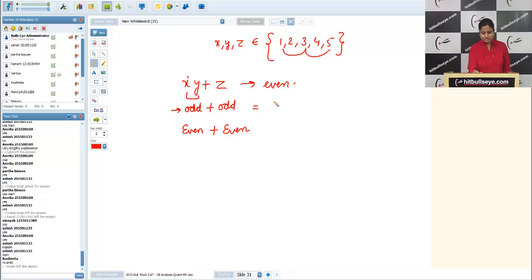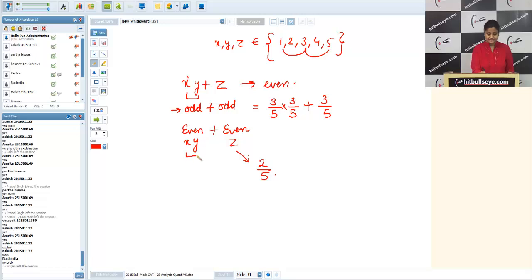So what is the probability of choosing x? It will be 3 by 5. y, 3 by 5, z, 3 by 5. That is the first case possible, because replacement is also allowed. That's why I'm taking 5 in the denominator and 3 in the numerator. Now taking the next case where xy should be even, z should be even. What is the probability that z is even? It will be 2 by 5.